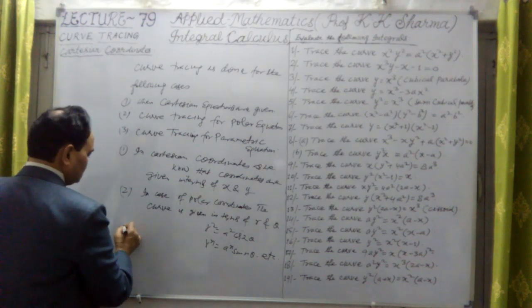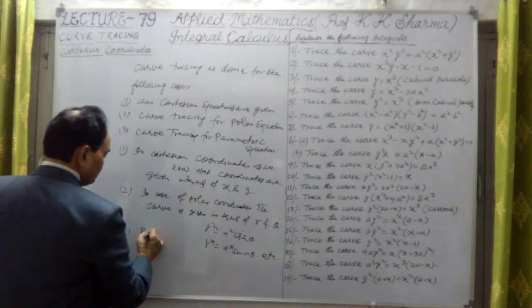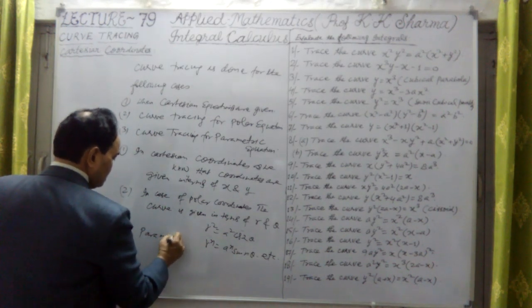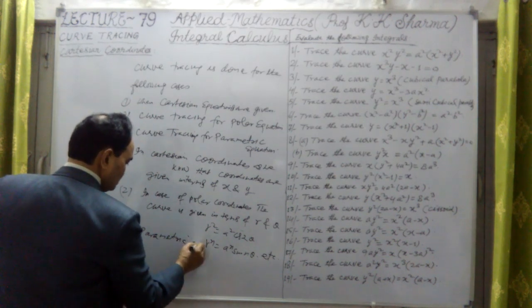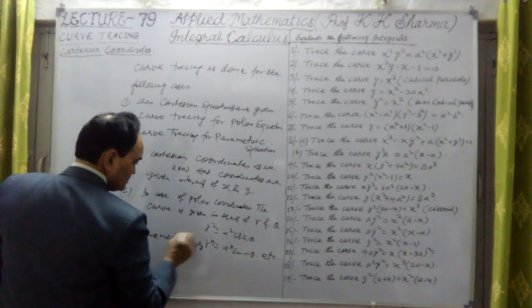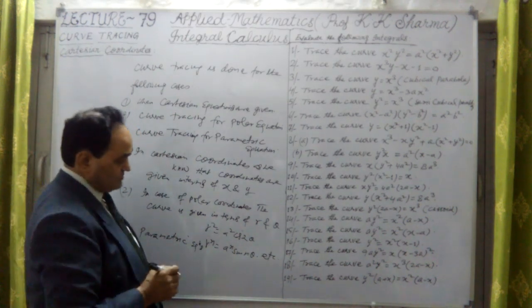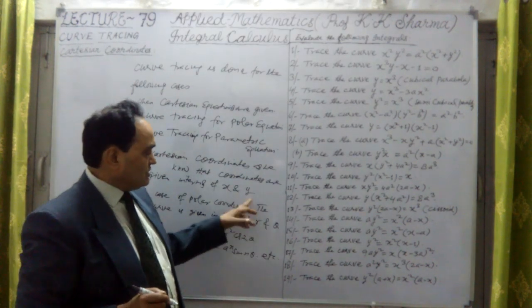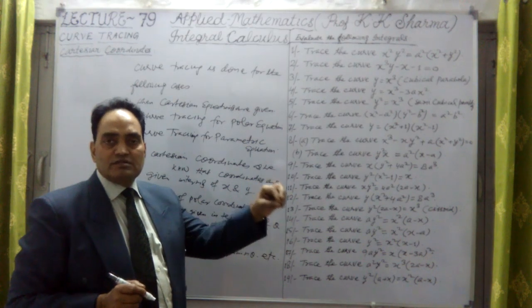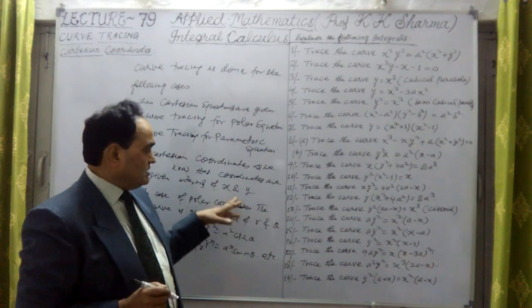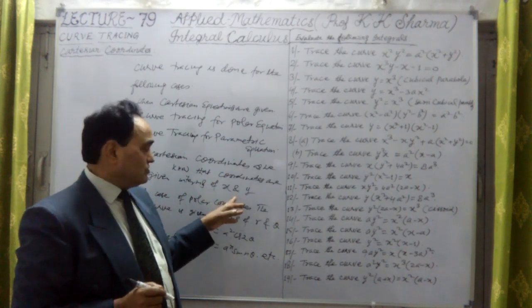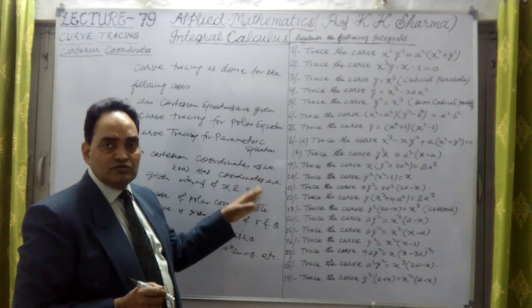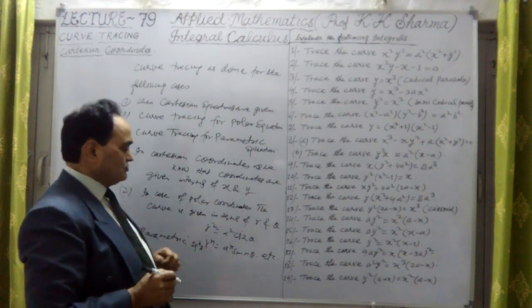Now, third one is parametric equations. What are the parametric equations? Let me discuss them. If the Cartesian coordinates x and y are expressed in terms of a third variable, let me take x equal to a sin t, y equal to, or x equal to a cos t and y equal to a sin t, suppose. That may be there.